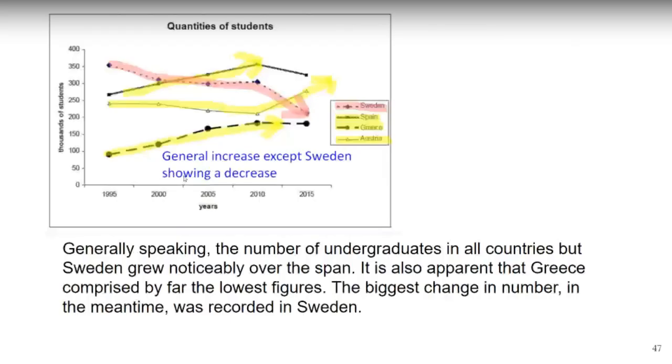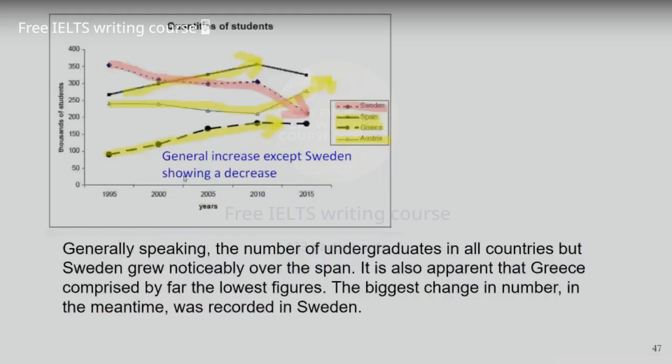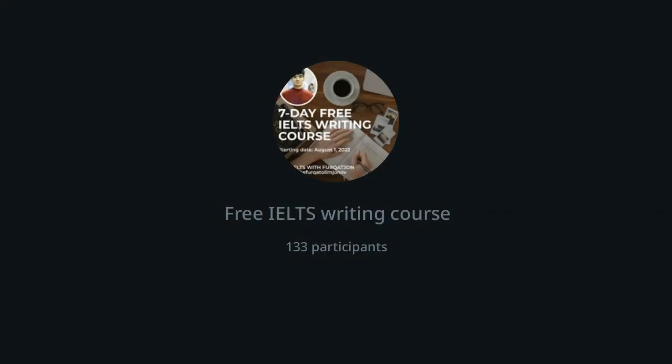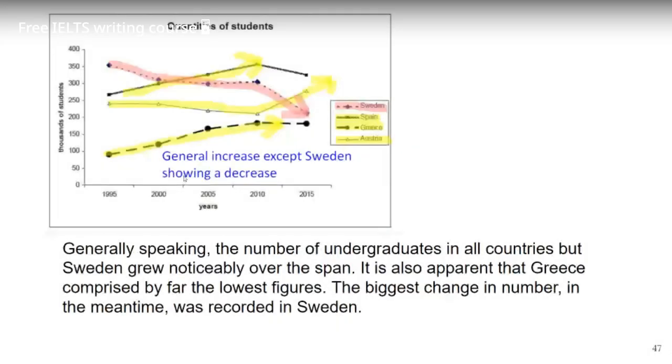I hope you guys see the answers. So that's how you can write a good introduction. First off, it's talking about overall change. The second one is the lowest figures. The third one is the biggest change in number. So there are three key features: the first one overall, second lowest, third one biggest change.